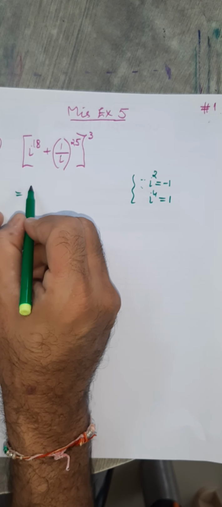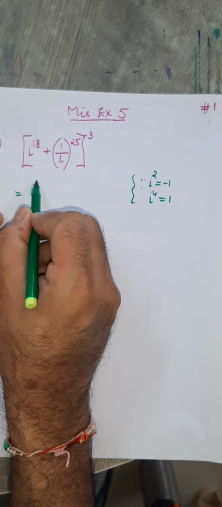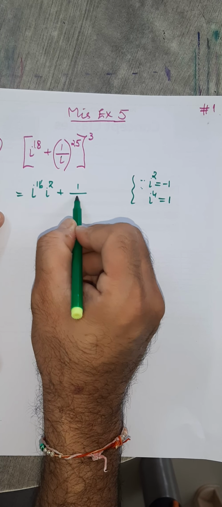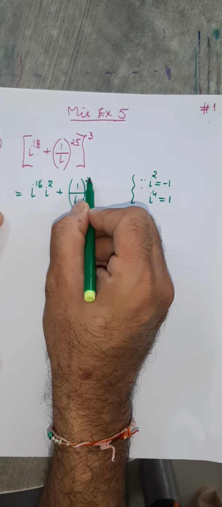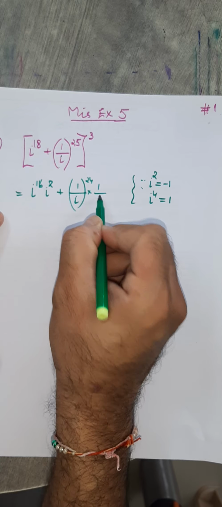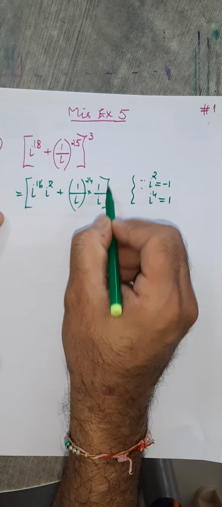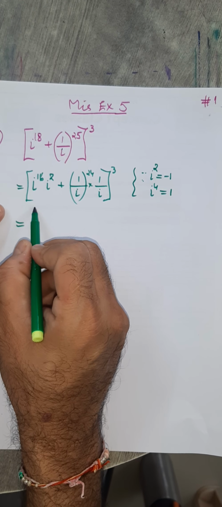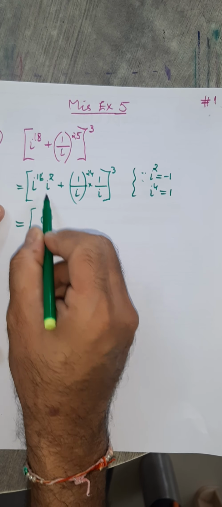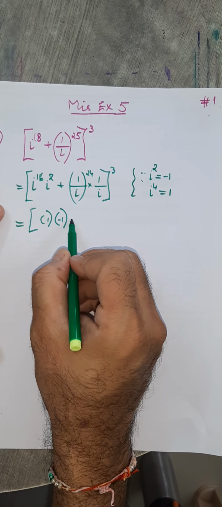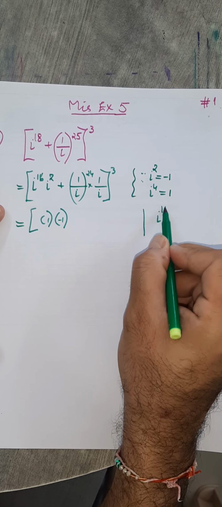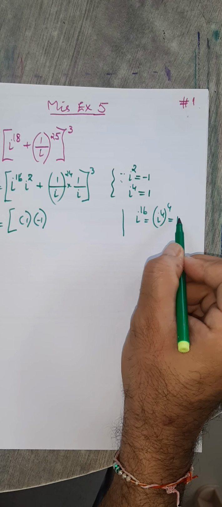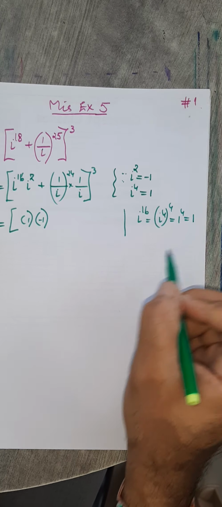So that raised to 18 you can write as here raised to 16 into iota square plus this is 1 upon iota raised to 24 into 1 upon iota. The whole cube right now will keep as it is. Now this iota raised to 16 is just 1 and this is minus 1. Why iota raised to 16 is 1? Because you can write iota raised to 4 raised to 4. So this is 1 raised to 4 and that is just 1.